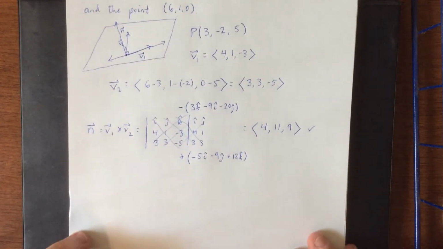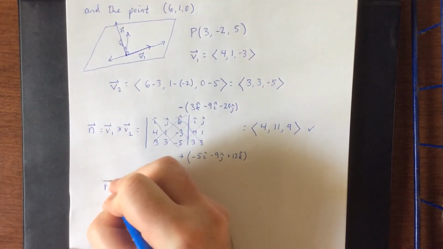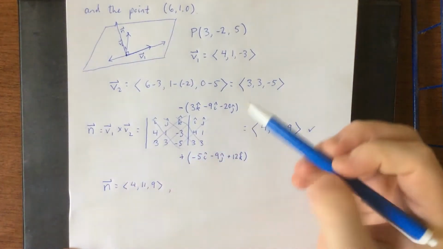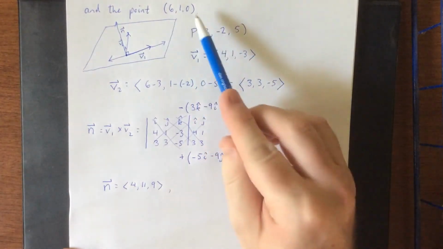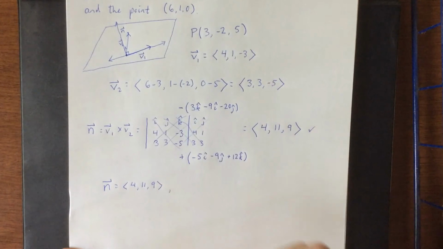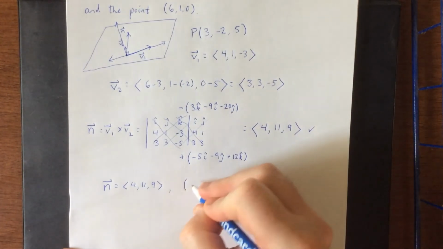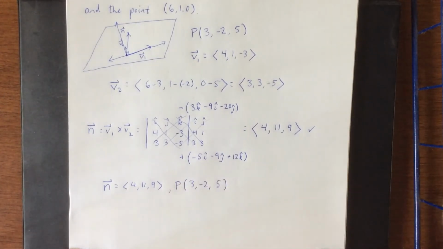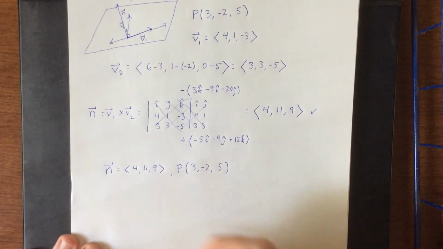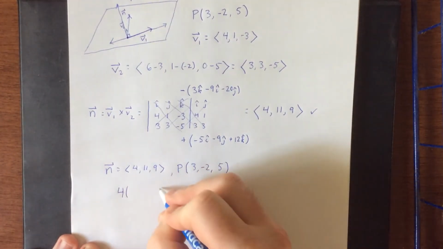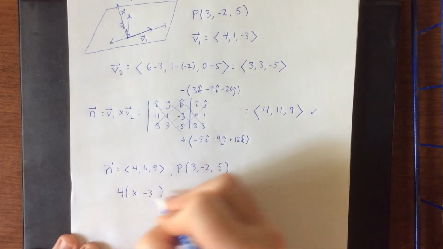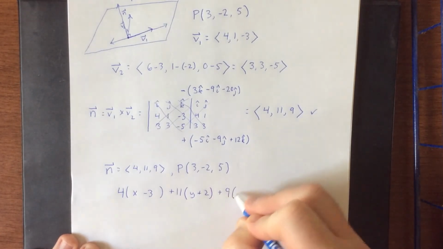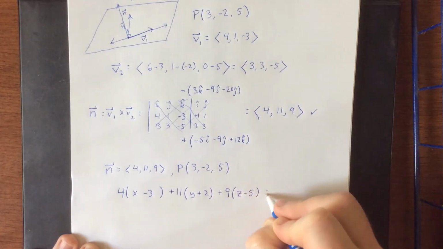So next up will be to come up with the equation of a plane that uses normal vector (4, 11, 9). And you are allowed to use either of the points that we referenced earlier, either the point that's on the line or the point that's within the plane. Let's go ahead and use the point that is on the line. Ultimately, it shouldn't matter which of these points we're using, especially if we were to get it down into its general form. So this will be 4 times (x minus 3) plus 11 times (y plus 2) plus 9 times (z minus 5) is equal to 0.